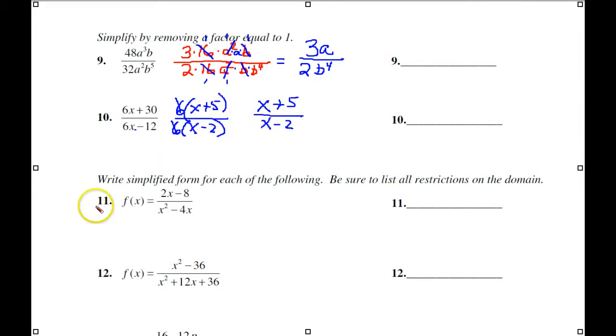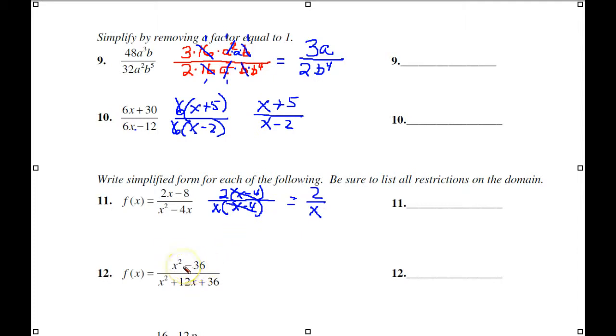Okay, now as we go on to number 11, they want us to do something similar. Well, we're going to factor out a 2 here and get x minus 4. And we're going to factor out an x here and get x minus 4. So now we see the factor containing the variable is the common factor. So we cancel this out, and our answer becomes 2 over x.